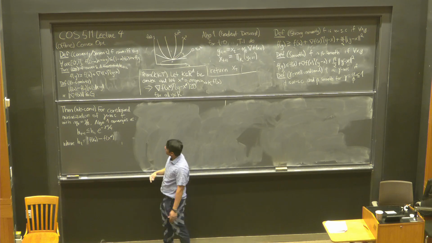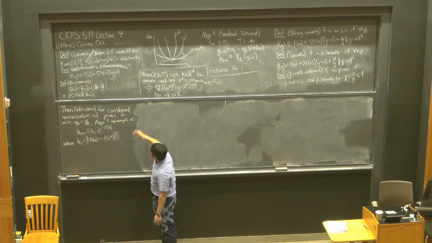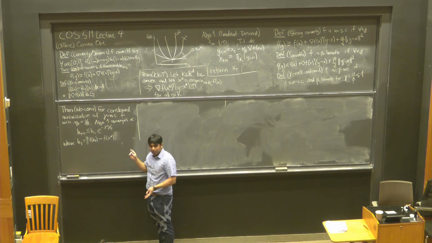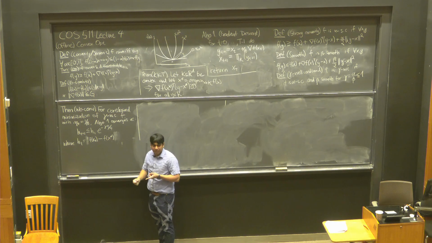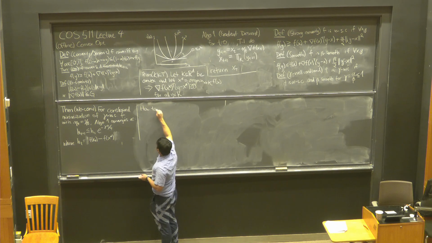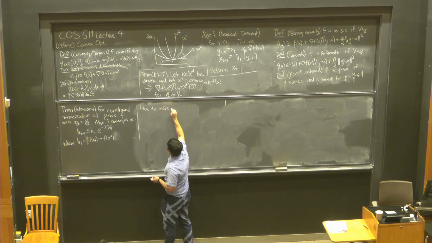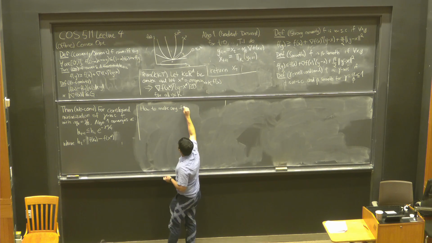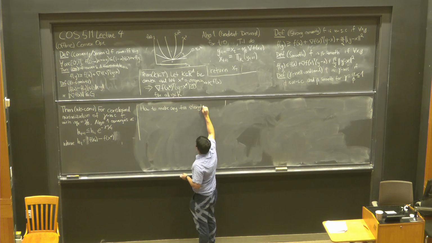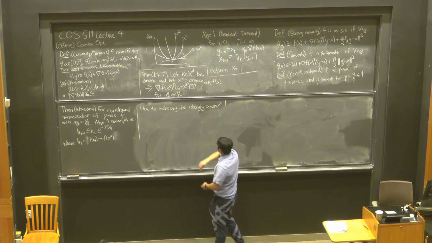Okay. So what are the two barriers to being well-conditioned? The first one is strong convexity, and the second one is smoothness. So first, let's see how to make any function strongly convex.